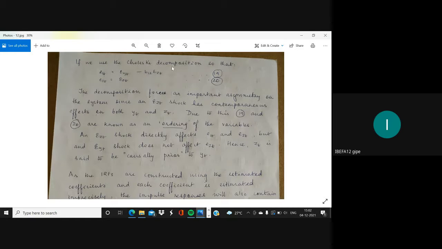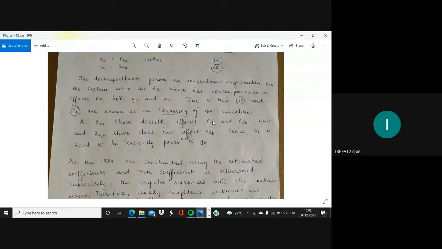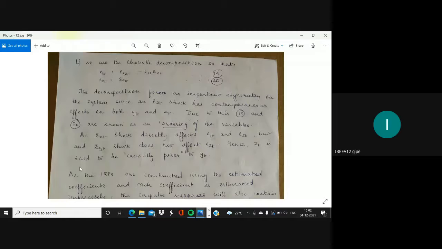This sort of decomposition is known as a Cholesky decomposition, and this will be called an ordering of the variables. Remember that this refers to the triangular portion of your B matrix, since the lower triangular portion will have a series of zeros. That is the kind of decomposition that you're using. Now an epsilon zt shock directly affects E1t and E2t, but an epsilon yt shock does not affect E2t. This is what I just mentioned. Hence zt is said to be causally prior to yt.